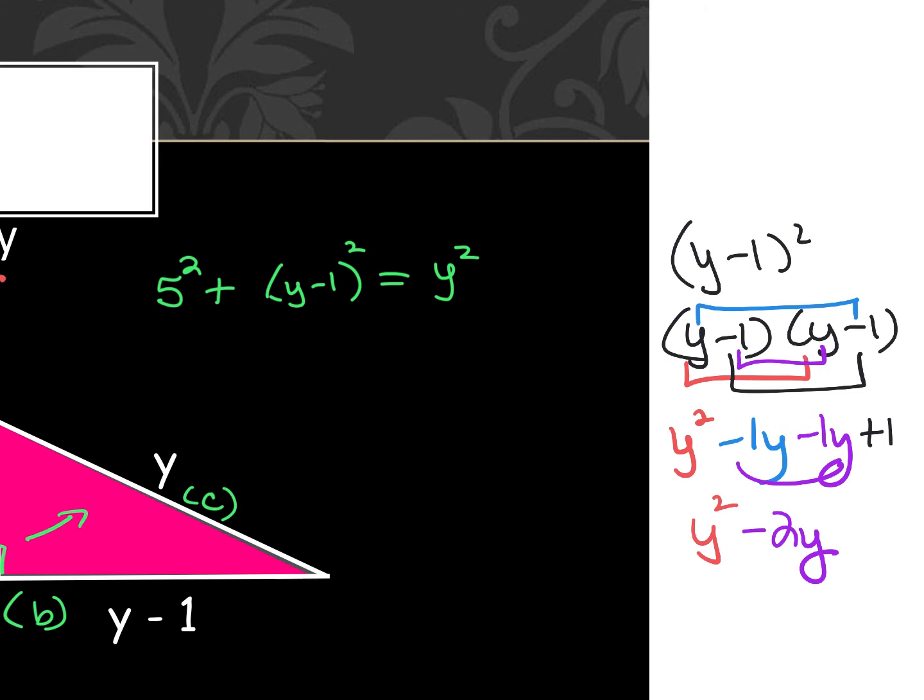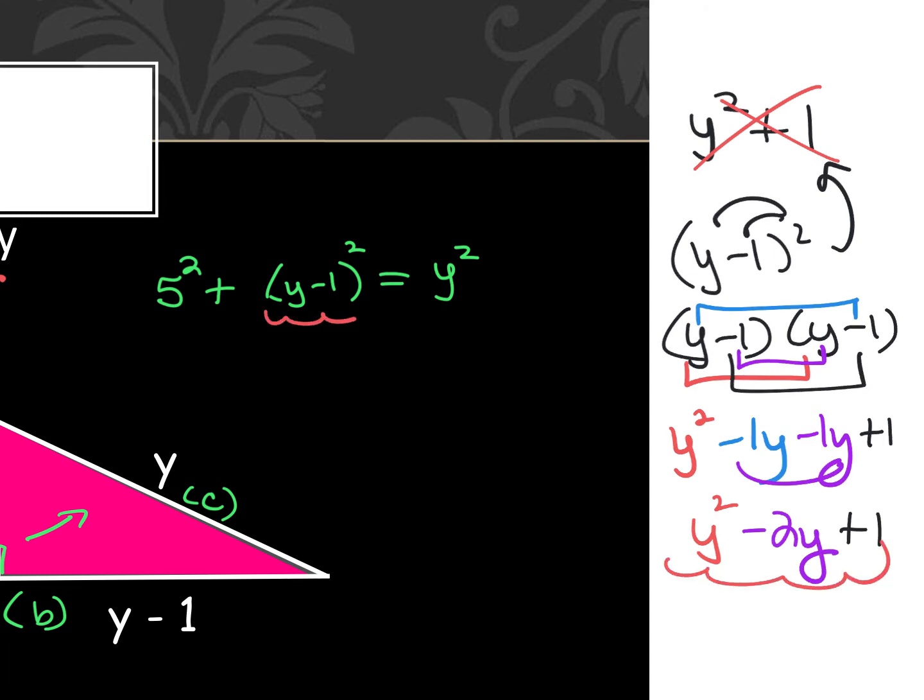The most common mistake that students make, again, is they think they can just square y, square negative 1, and they think the answer is that, and they get it wrong. I can't tell you how many times at the beginning of the year with my Algebra 2 students, that's what they forget. They forget they have to FOIL. So now this is what this becomes. So 5 squared is 25. Y minus 1 squared is the y squared minus 2y plus 1 equals y squared.